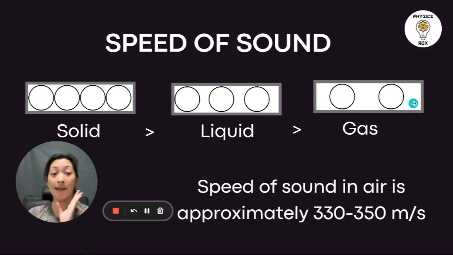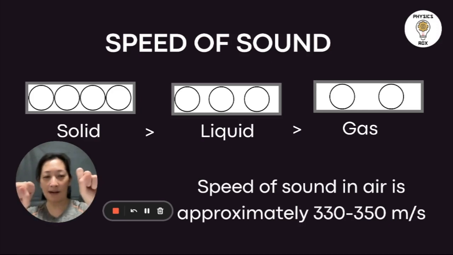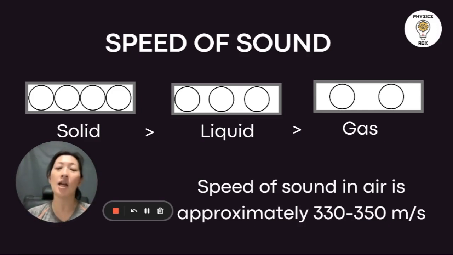Most people think, oh, it's the fastest in air. Sorry, no. In solids, it's a lot faster because the particles are right next to one another. So it's easier for the particles to transfer energy. Liquids are a little bit further, so it takes more effort and more time to transfer the energy. Gas is even further apart, so it takes more time to transfer the energy. It's not about density in this case. It's about the placement of the particles, because solid particles are right next to each other, so much faster.